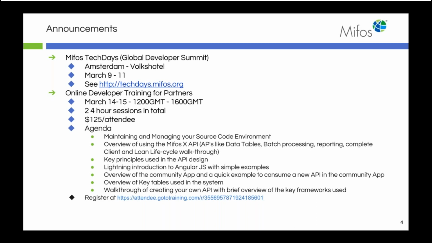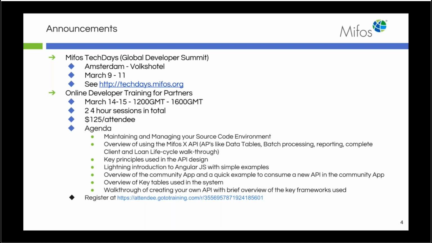And then the next item is just online training we're going to have for partners. And so this training is really geared towards those partners that want to begin building new modules or being able to extend the platform and community app. So this is going to be a group-based online training. It's going to be 8 hours total, spread across 2 days. It'll be $125 per attendee, and that'll be a good investment if you're a partner looking to scale up technically.